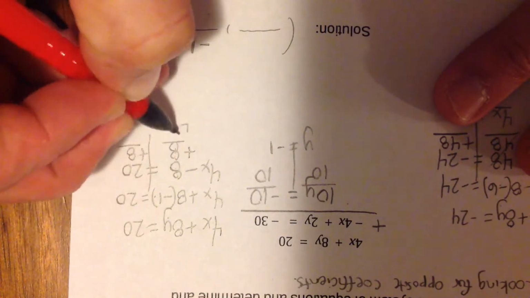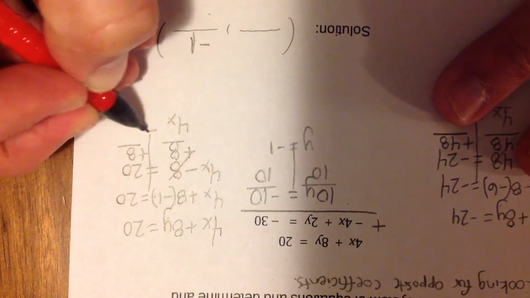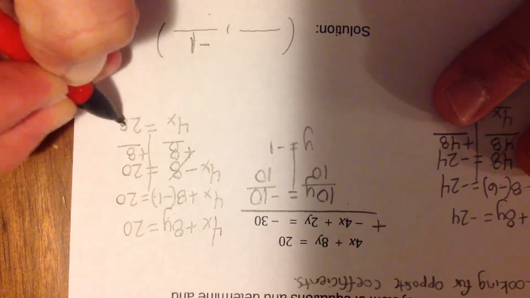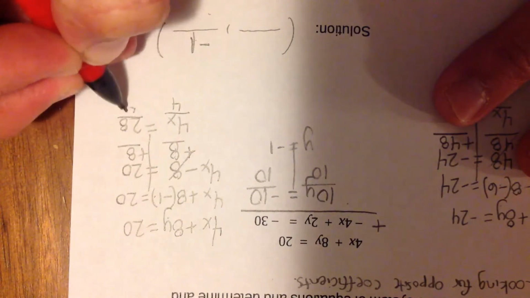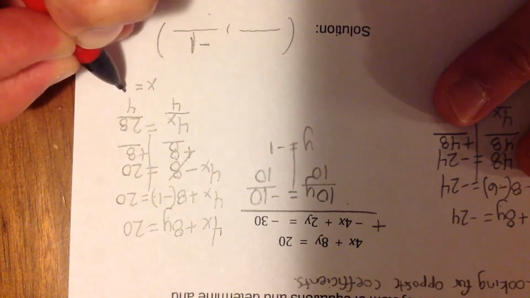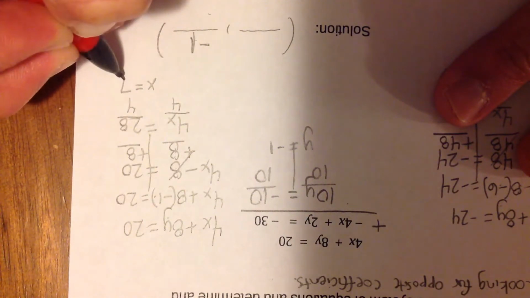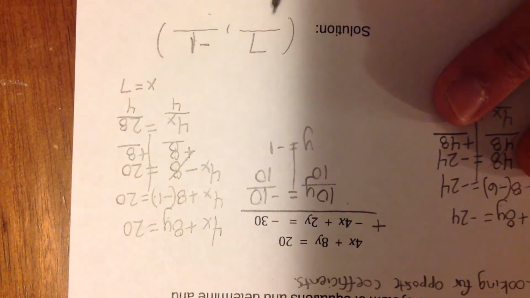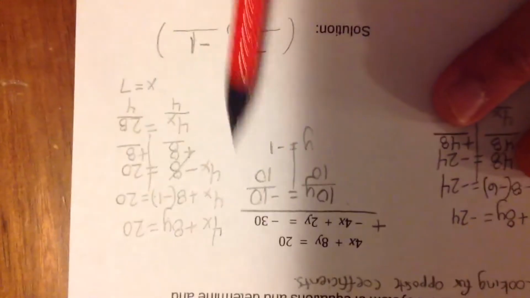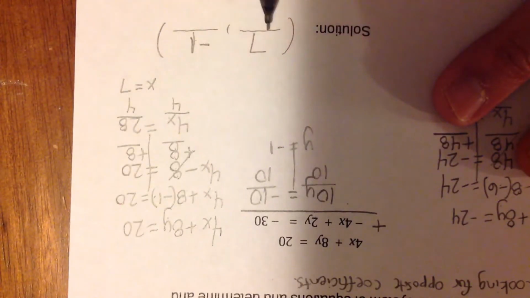Over here I have 4x, because these cancel. 20 plus 8 is 28. And my last step is to divide by 4. Leaving me with x equals 28 divided by 4 is 7. So I'm going to drop that in the x spot there. And I know that if I were to graph these two lines right here on a picture, they would cross at 7, -1.